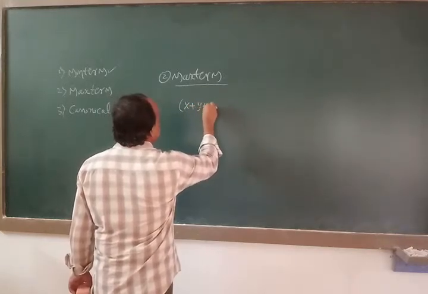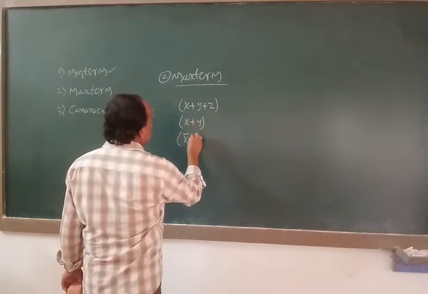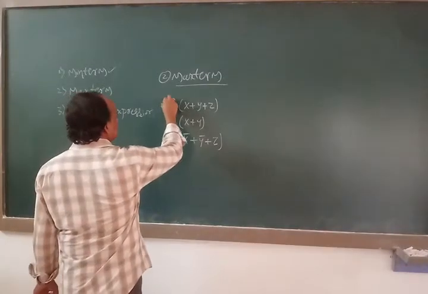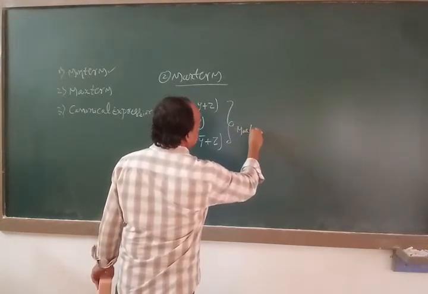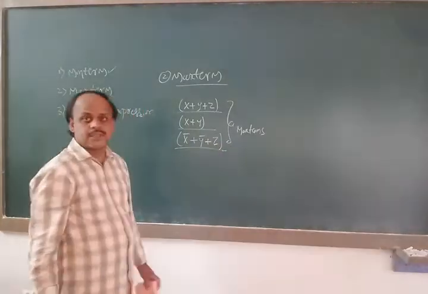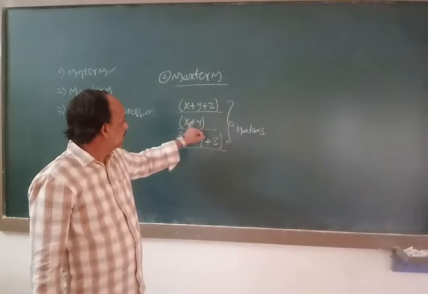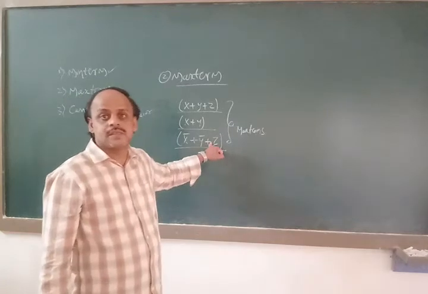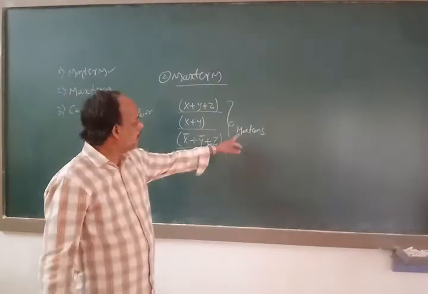See here, x plus y plus z, x plus y, x bar plus y bar plus z. These are nothing but examples for max terms. Sorry, max terms. Because observe, each term is nothing but a logical sum of variables. Logical sum of variables means x plus y plus z, x plus y, x bar plus y bar plus z bar. A logical sum of variables, where a variable may be in complemented or uncomplemented form, is referred to as a max term.